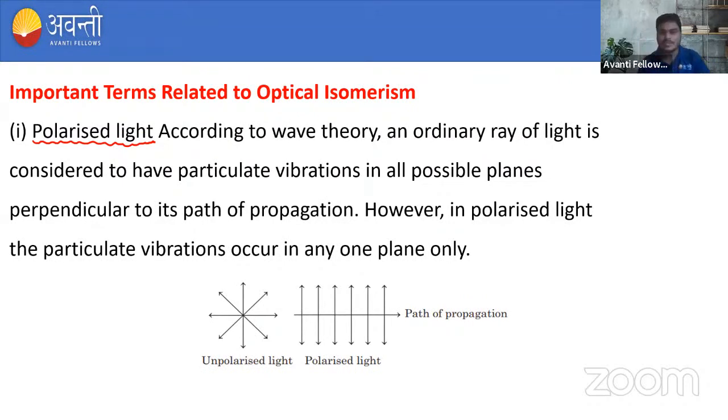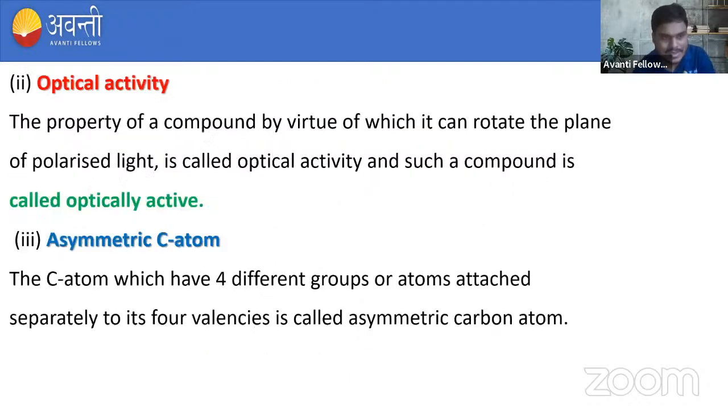So this is the path of the propagation of unpolarized light, and this is the polarized light. I hope it is clear how unpolarized light is converted into polarized light by using a polarizer. So this is all about polarized light. Now, the next thing is optical activity.